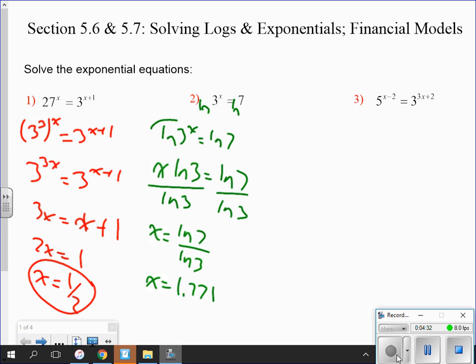Okay. The next problem, I have the same thing going on. It's a bit more difficult to do, but I have the same thing going on. Take the natural log of both sides. Bring the powers down out in front. So I have x minus 2 times the natural log of 5 equals 3x plus 2 times the natural log of 3. And this is not pretty. Not by any stretch of the imagination.